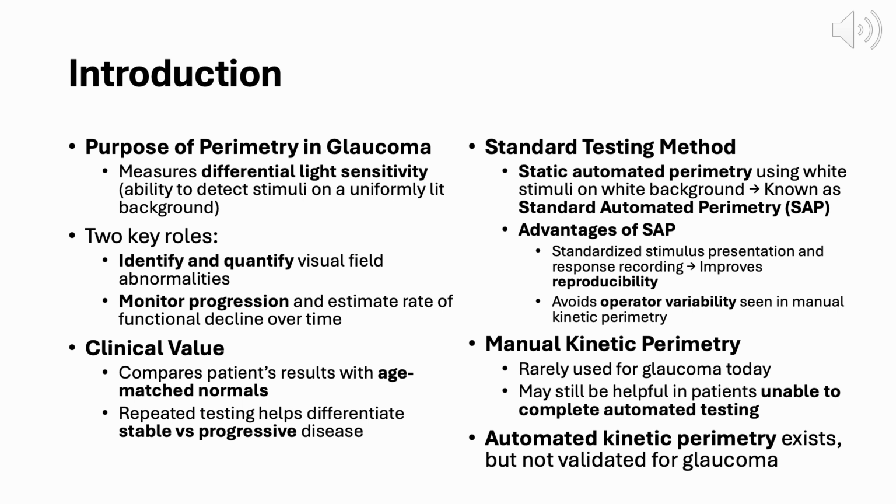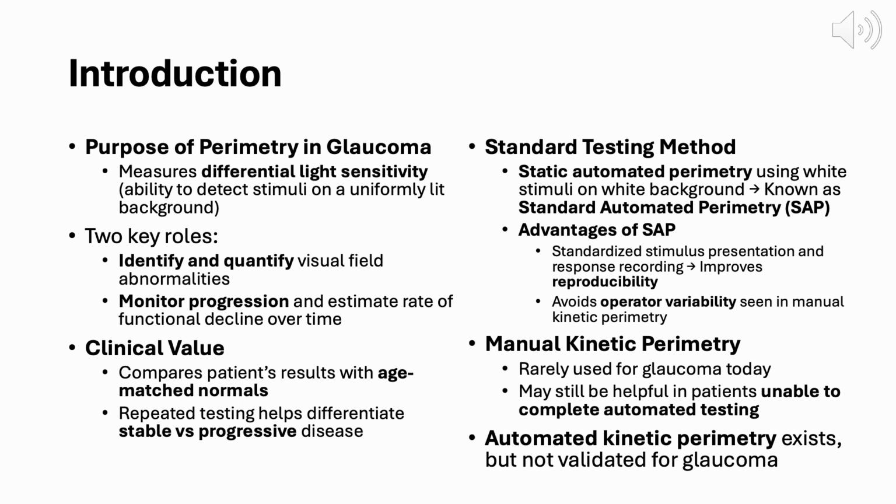Let's begin with a quick introduction to perimetry in glaucoma. The purpose of perimetry is to measure differential light sensitivity, essentially the eye's ability to detect light stimuli on a uniform background. This plays a critical role in glaucoma care in two main ways. First, to identify and quantify visual field abnormalities, and second, to monitor progression by estimating how fast functional loss is occurring. From a clinical standpoint, perimetry is valuable because it allows comparison of a patient's visual field performance against age-matched normal values. With repeated testing, we can begin to distinguish between stable disease and truly progressive functional decline.